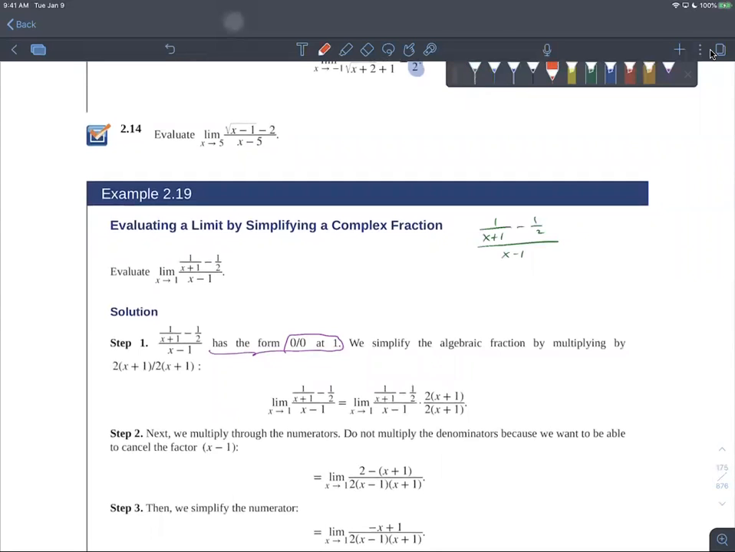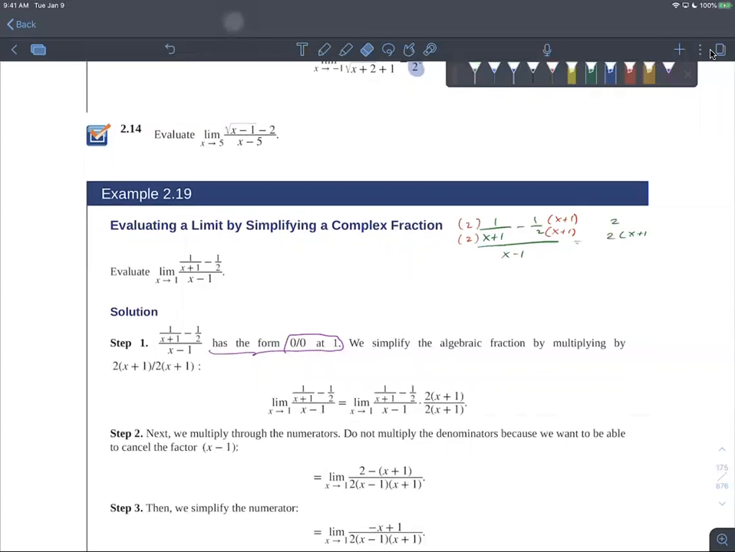There are a couple ways to do this. I'll show something slightly different than what they have in the textbook. If I want to get a common denominator, I have to multiply this denominator here by 2, and I have to multiply the other denominator by x plus 1. So then what is this going to give me? 2 over 2 times x plus 1.